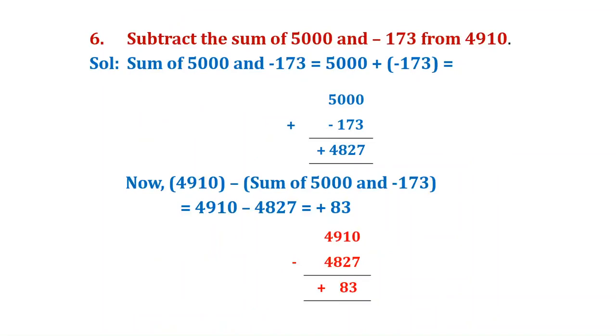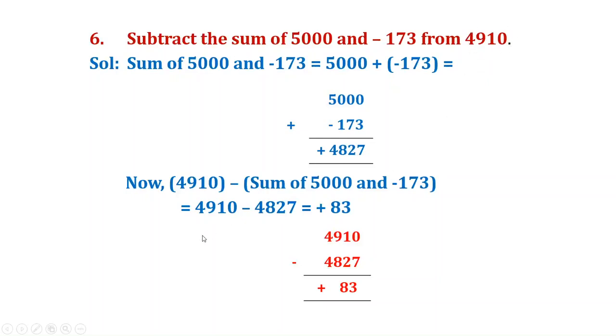So next, subtract the sum of 5000 and minus 173 from 4910. So first you have to take the sum of these two numbers. So what is the sum of 5000 and minus 173? So 5000 plus of minus 173 means you are adding the numbers which are having two different signs. So subtract 173 from 5000, which is 4827, and put the sign which is in front of the bigger number, which is plus. So 4827.